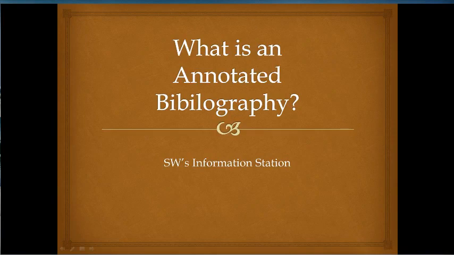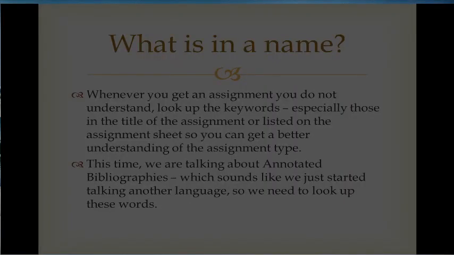So, first of all, whenever you get an assignment that you don't understand, there are keywords, okay? Look for those keywords, especially in the title of the assignment or listed on the assignment sheet, so you can get a better understanding of the assignment type. The type we're talking about today is the annotated bibliography, which sounds like we just started talking in another language, but we really need to look up these words to figure out what is needed with the assignment. And once we look up the words, we figure it out.